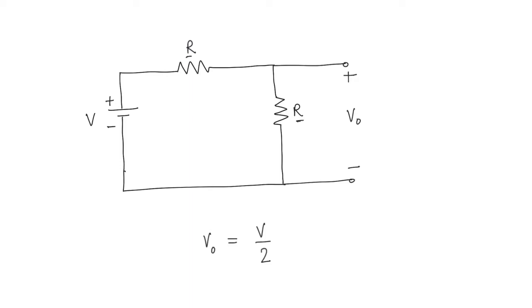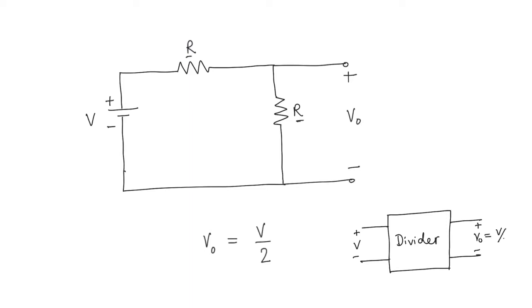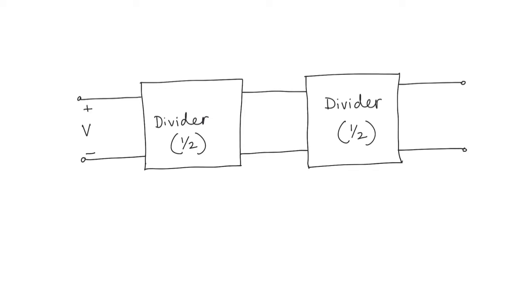In one sense you could write this circuit like this, right? You could think of it as a black box, a divider circuit, and this divider circuit takes an input voltage V, with respect to a particular input, and it gives us an output VO, which is equal to V over 2. Now consider this circuit.